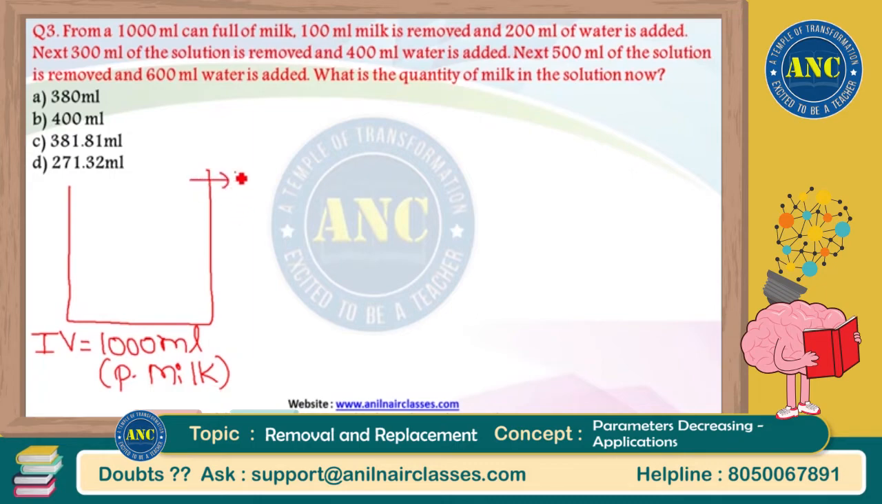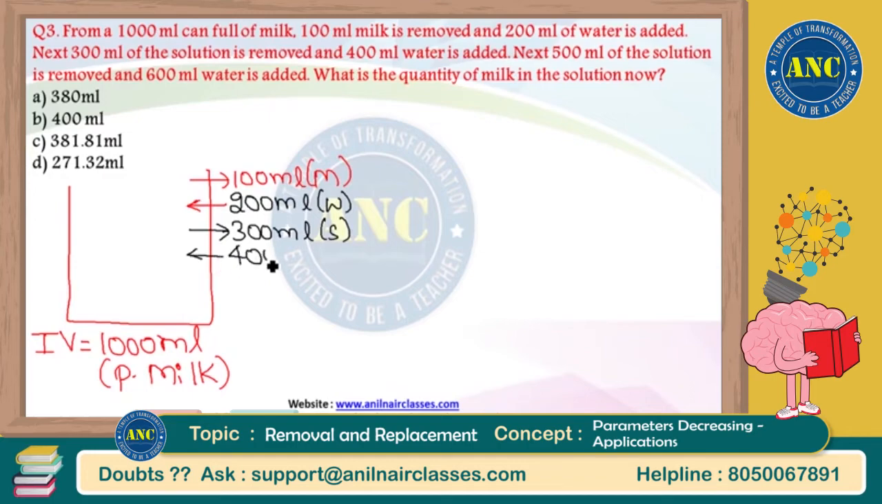100 ml of milk is taken out. Instead of adding the same 100 ml once again, I will add some other number. 200 ml of water is added. Now it becomes a solution. Now 300 ml of solution is taken outside. I will add 400 ml of water this time. Again, I will not take the same number, I will take 500 ml of solution outside. I will add 600 ml of water.